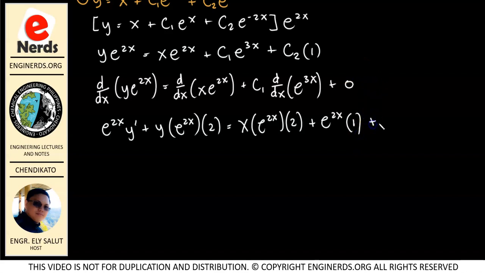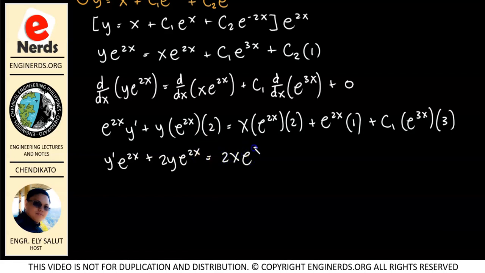Okay, then finally we have here C1, the derivative of e to the 3x, which is e to the 3x times the derivative of 3x, which is 3. So let me just simplify our answers here para hindi tayo malito. So we have y prime e to the 2x plus 2y e to the 2x is equal to 2x e to the 2x plus e to the 2x plus 3 C1 e to the 3x.